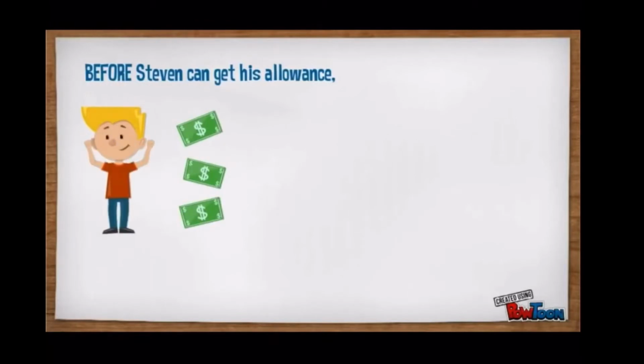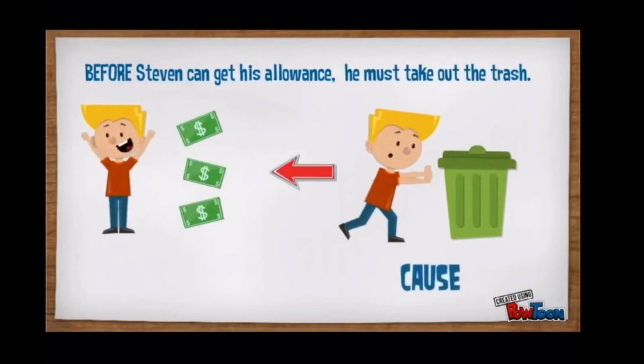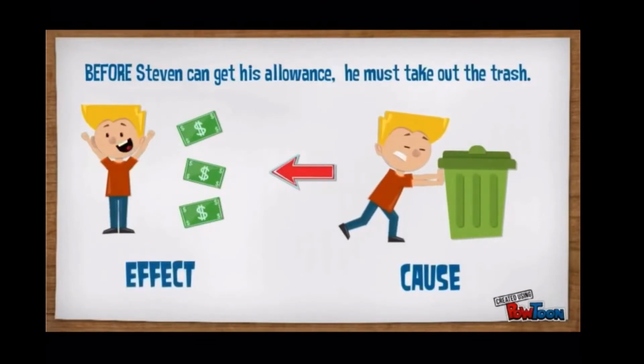Before Stephen can get his allowance, he must take out the trash. Why does he get his allowance? Because he took out the trash. Okay, are you guys starting to see the cause and effect relationship there?